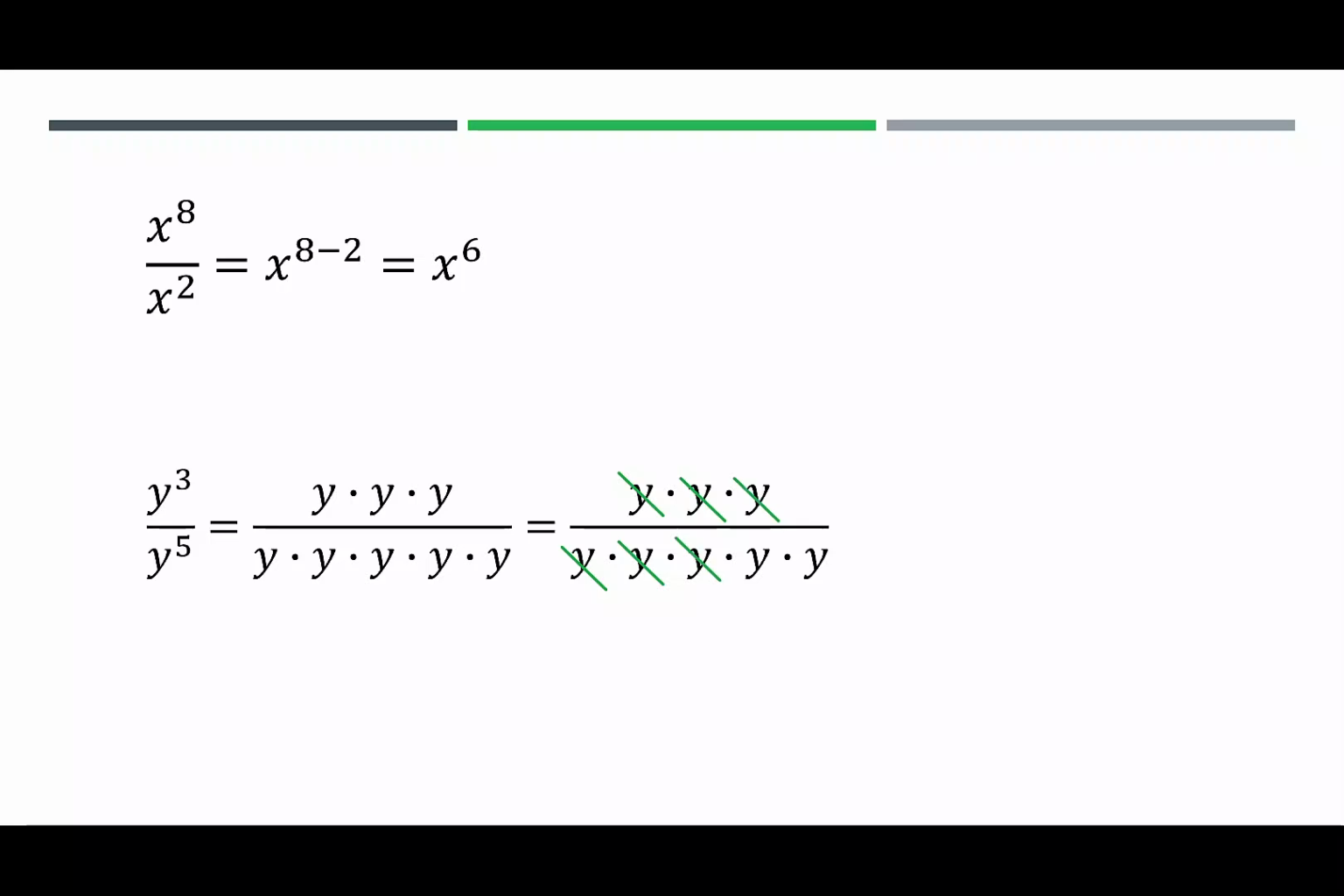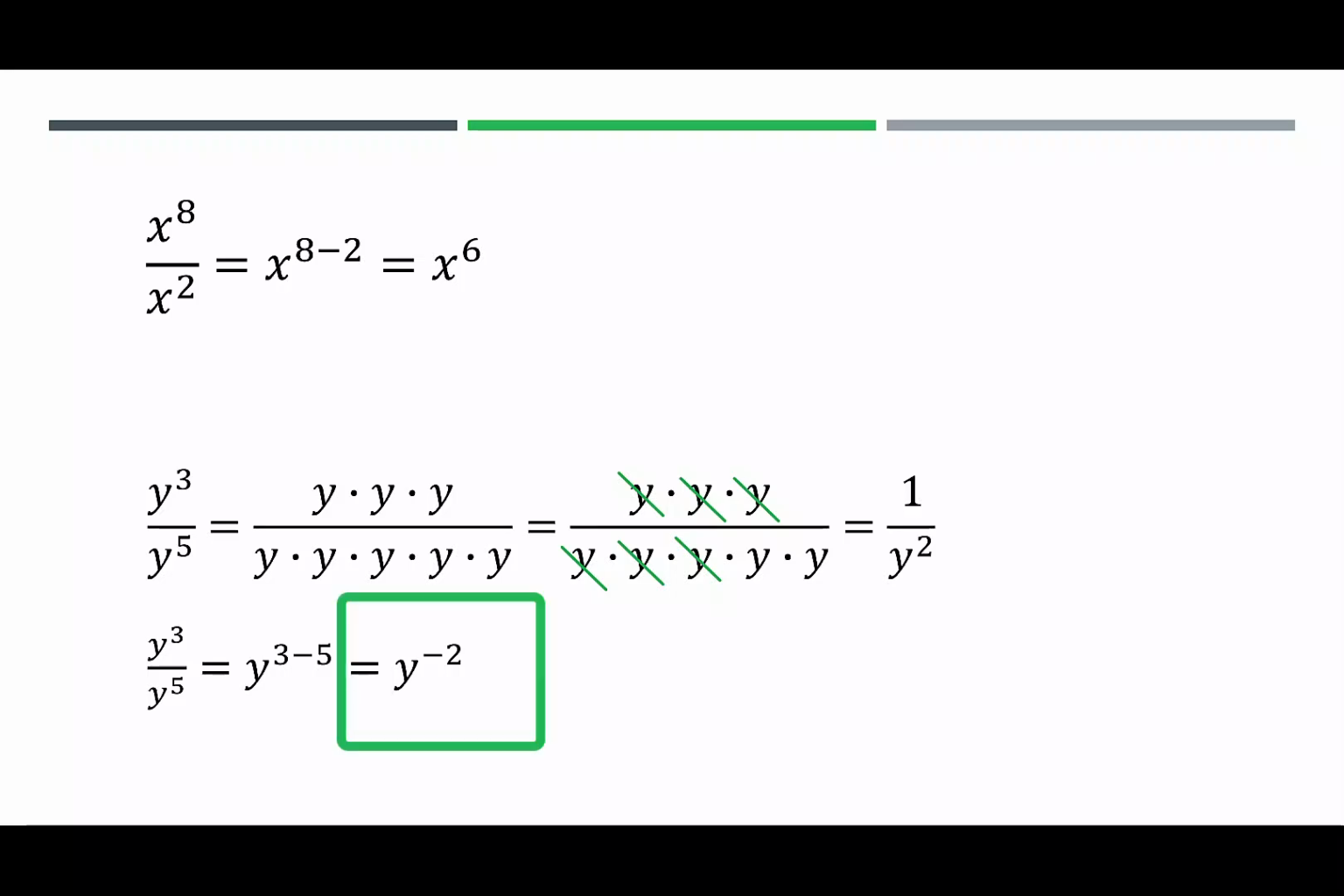The last two y's in the denominator don't have a matching y in the numerator, so I have to leave them alone. In the numerator, when we cancel, we're left with a factor of 1. In the denominator, we have 2 y's, so that becomes y squared. If we look at this using the quotient rule, then we could write y cubed over y to the 5th is y to the 3 minus 5, which reduces to y to the negative 2. This shows us that y to the negative 2 is the same as 1 over y squared.